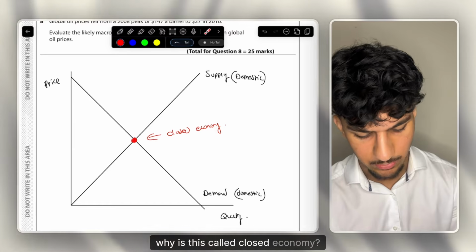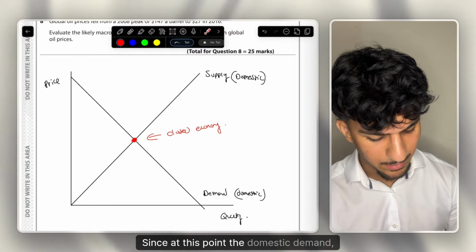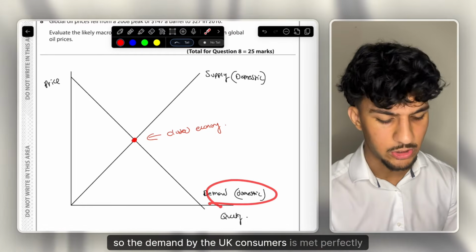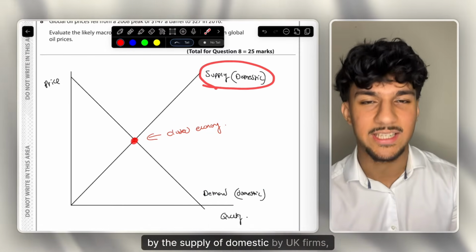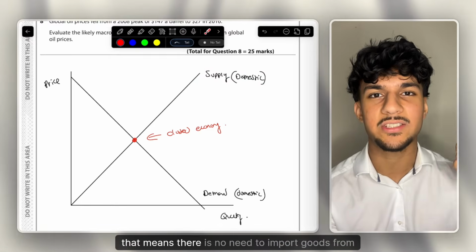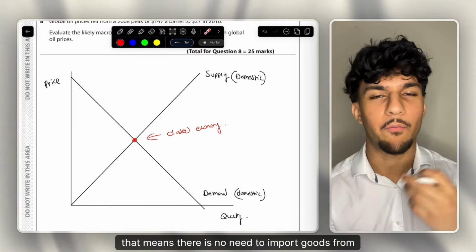Why is this called a closed economy? Since at this point, the domestic demand, so the demand by UK consumers, is met perfectly by the domestic supply by UK firms. That means there is no need to import goods from foreign countries.